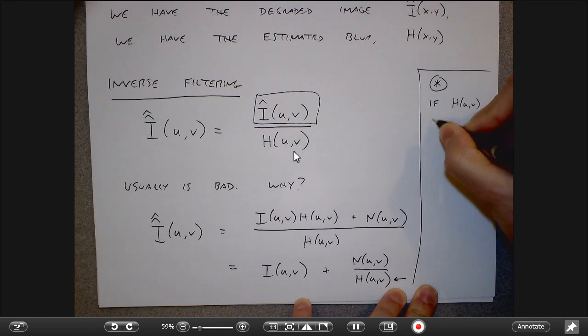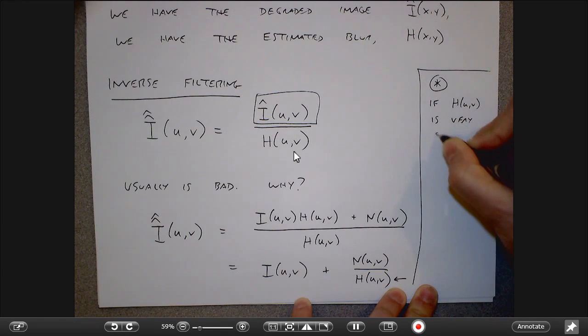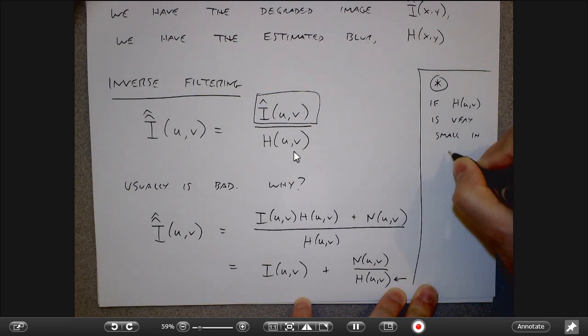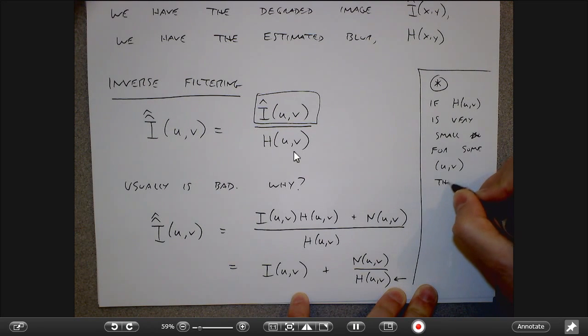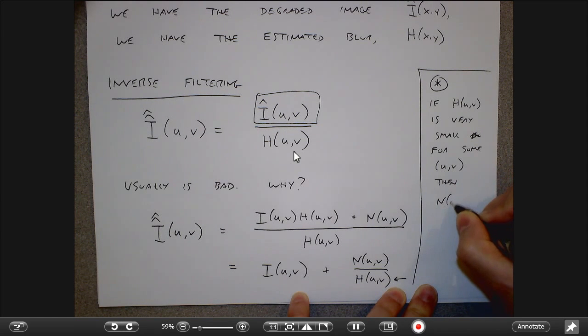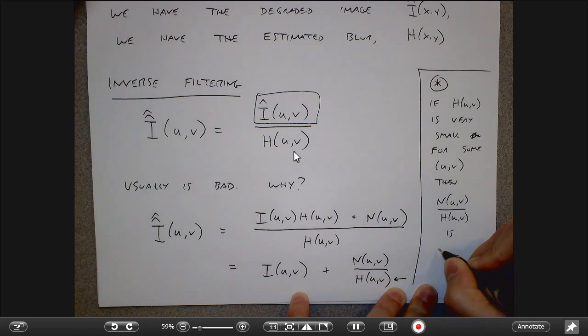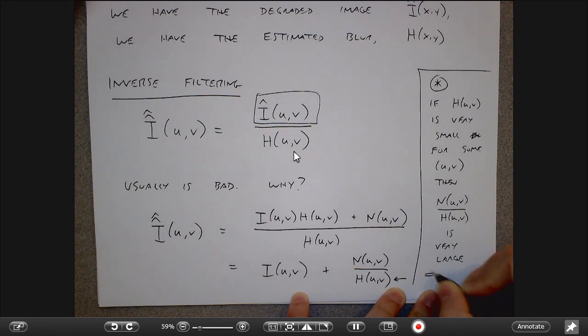if H of uv is very small for some uv, then this ratio can be very high. And that leads to extremely poor reconstruction.